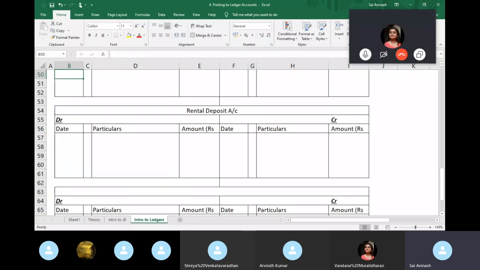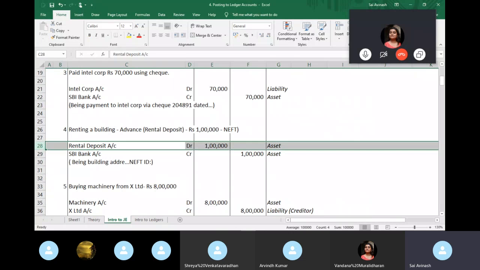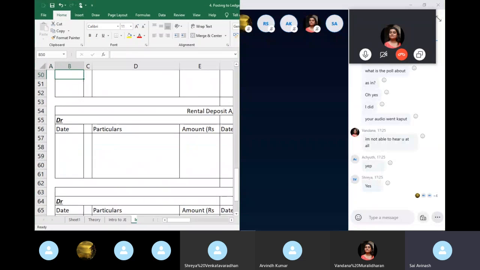Okay. So rental deposit account. The transaction says debit rental deposit, right? This is transaction number 4.